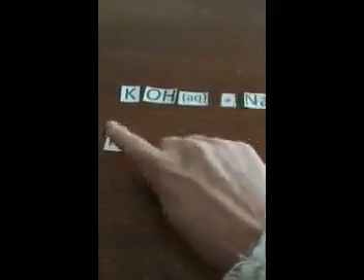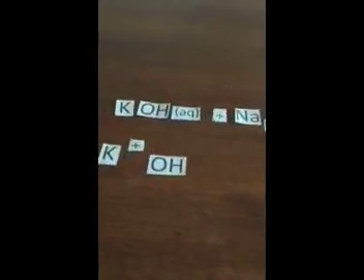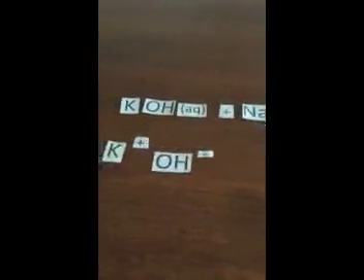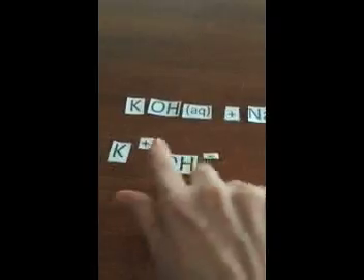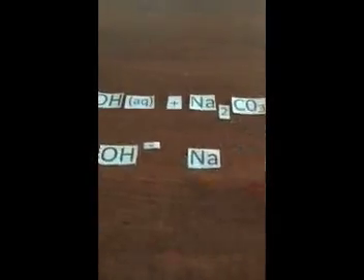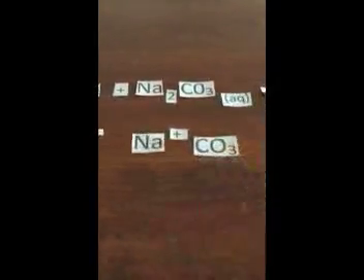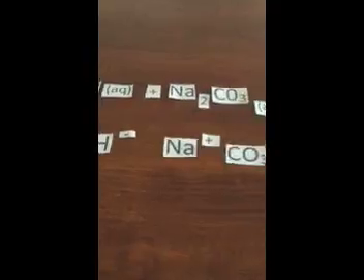The first step is to see what ions we have. So potassium has a charge of +1. Hydroxide has a charge of -1. That's good because they're both balanced, 1 and 1. Sodium has a charge of +1 and carbonate has a charge of -2.